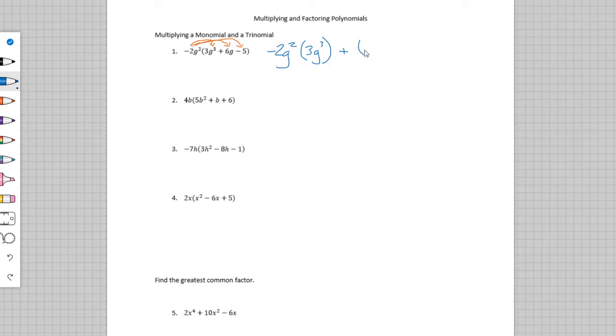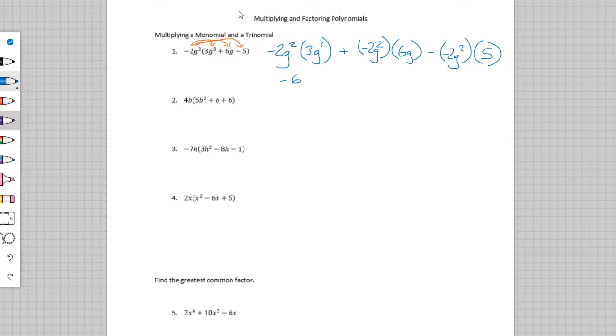plus negative 2g squared times 6g minus negative 2g squared times 5. And then I'm going to simplify. So negative 2 times 3 is going to be negative 6. g squared times g to the third, we're going to remember back from the law of exponents.